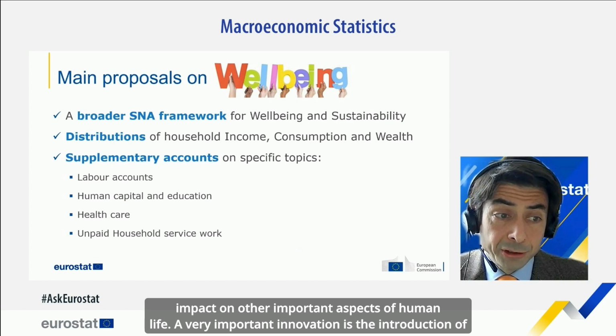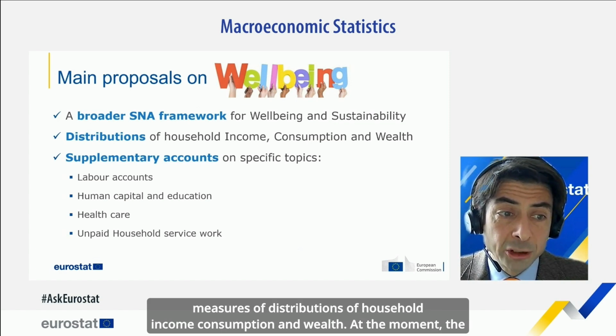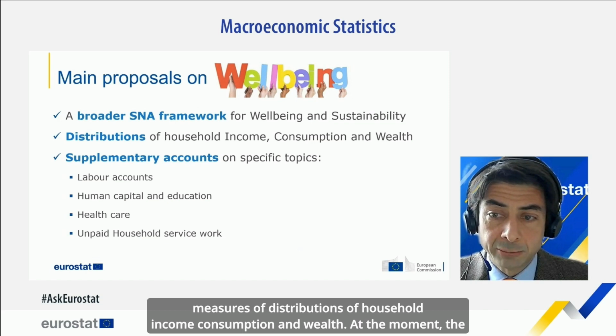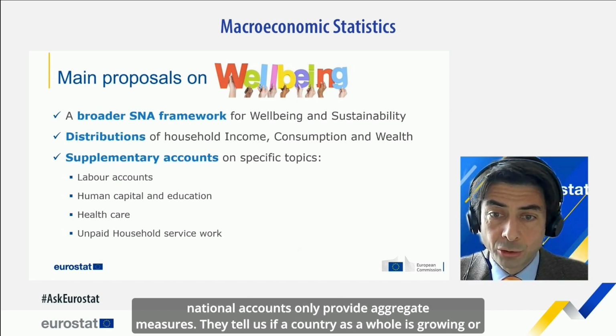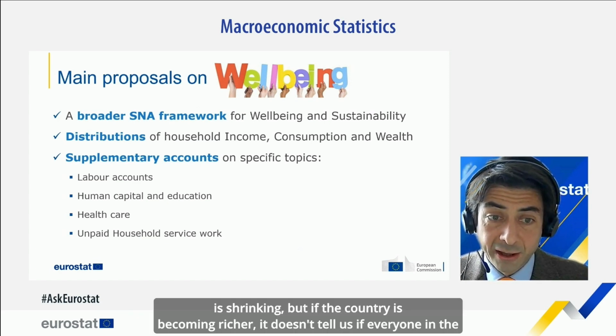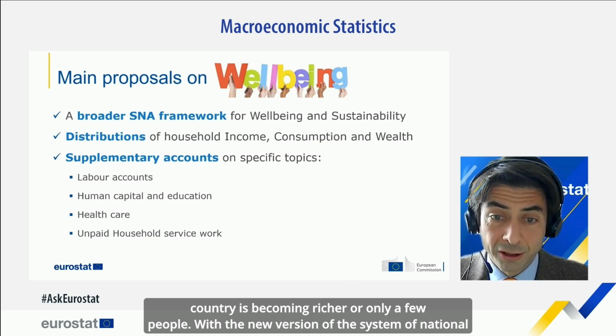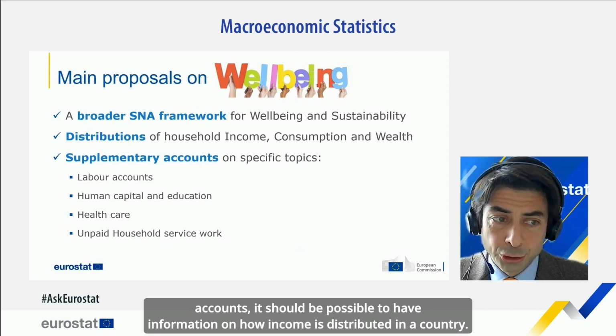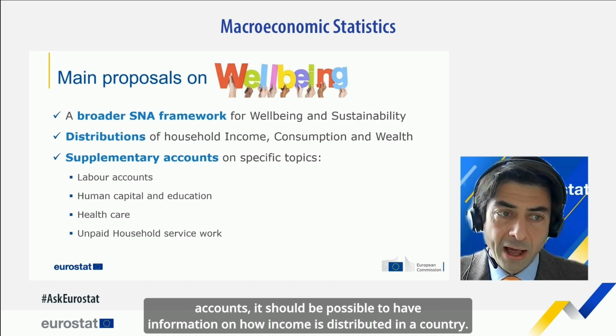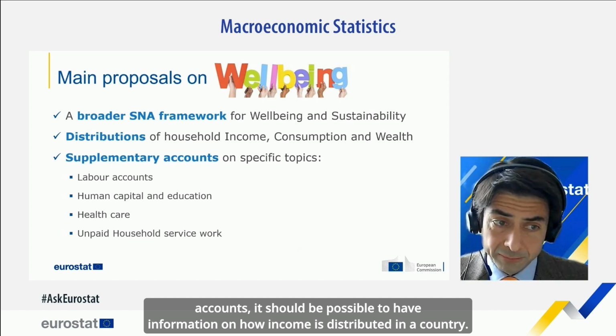A very important innovation is the introduction of measures of distributions of household income, consumption, and wealth. At the moment, the national accounts only provide aggregate measures. They tell us if a country as a whole is growing or is shrinking. But if the country is becoming richer, it doesn't tell us if everyone in the country is becoming richer or only a few people. With the new version of the system of national accounts, it should be possible to have information on how income is distributed in a country.